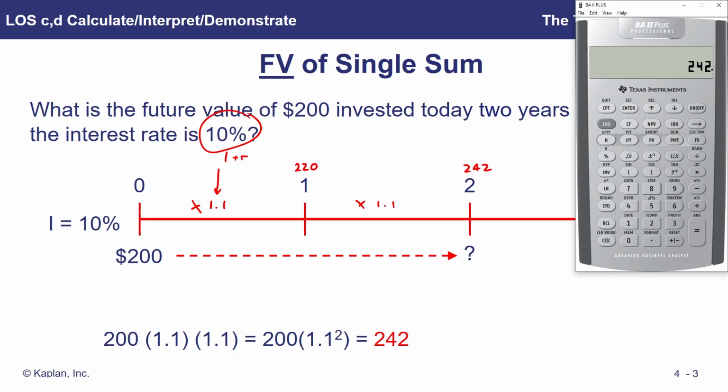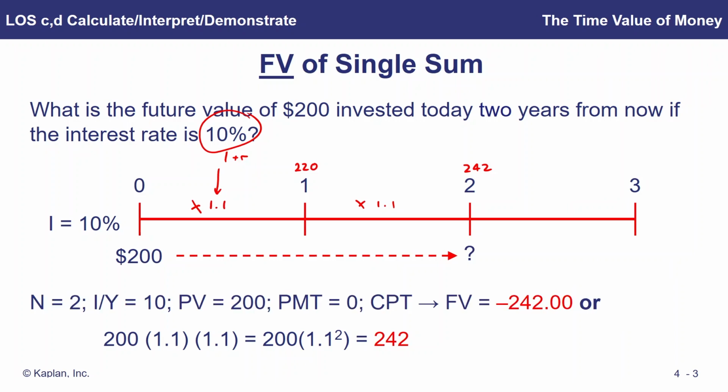Now, the other way of doing this is to use your time value of money buttons. Now, notice when we use our time value of money buttons, we're going to use N equals 2 because we're compounding for 2 periods.